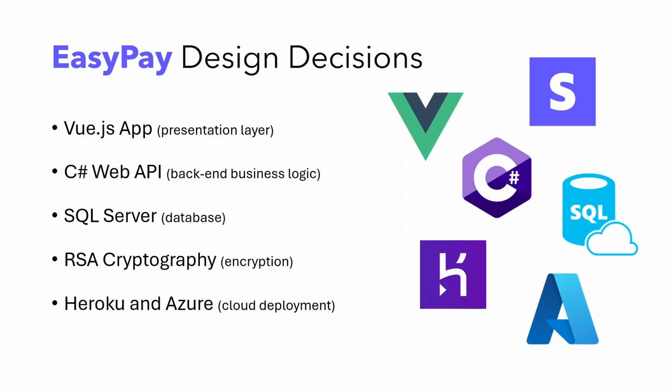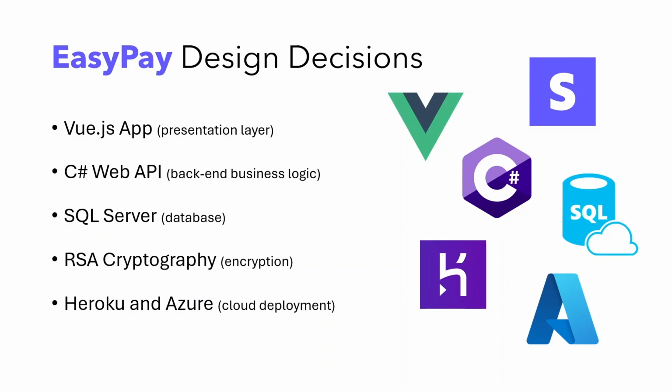For the backend, the business logic, the API was built in C#, primarily because Vue was a new technology and C# was a technology that I was already experienced with. I wanted to use it and I like C#. I think it's a great language and it's just my preference to use.